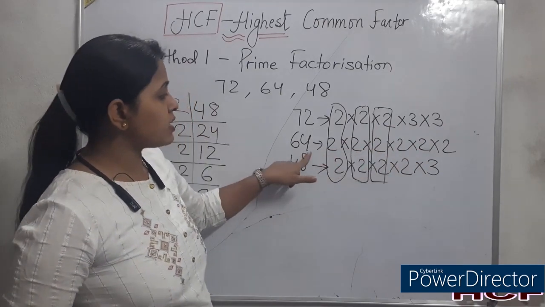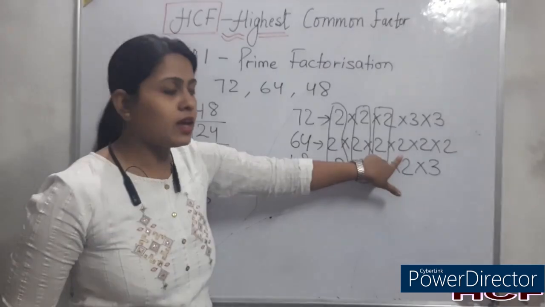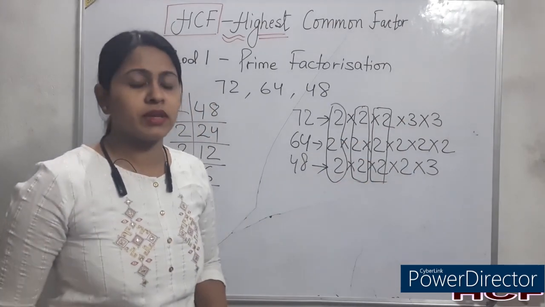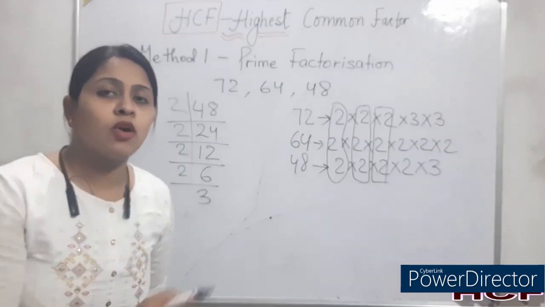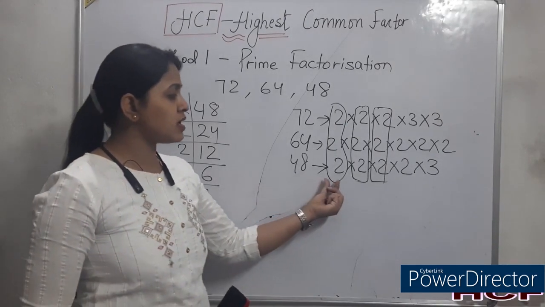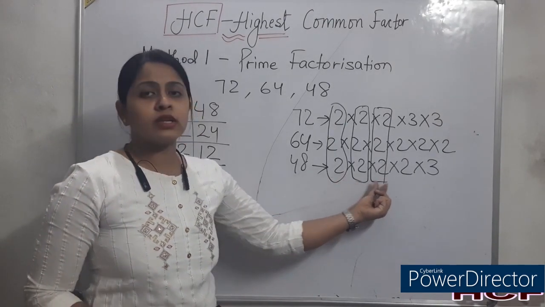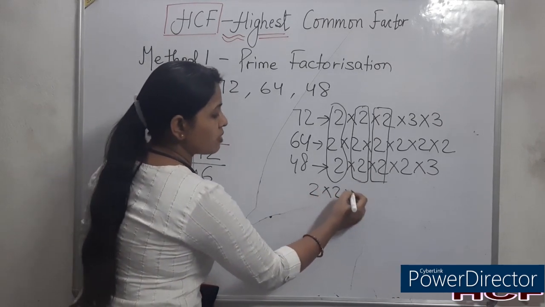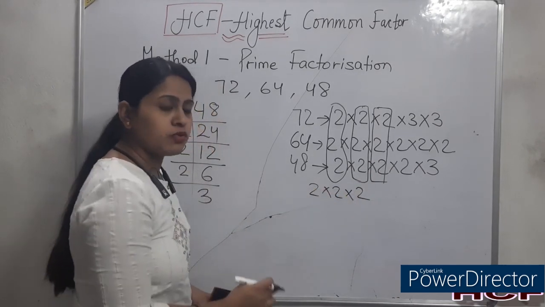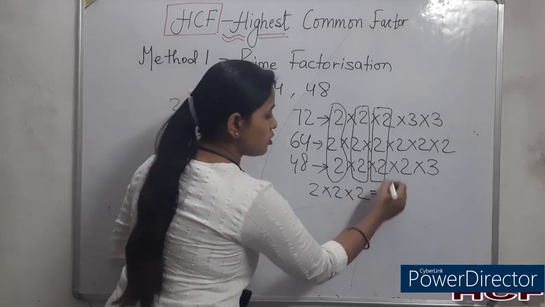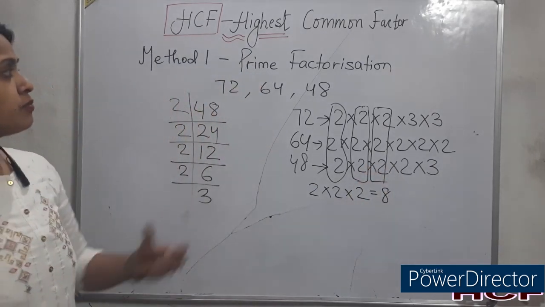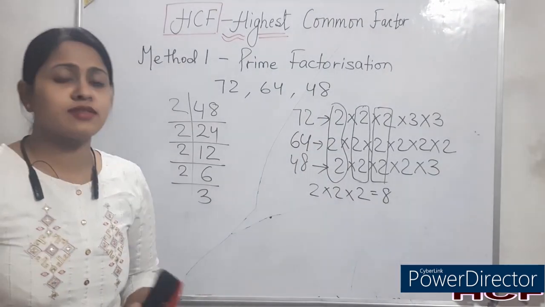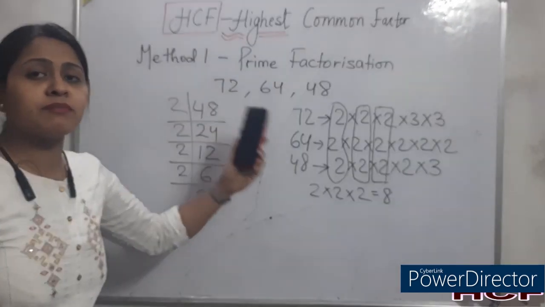But in the second number 64 there is no 3. So we cannot take this 3 and this 3 as common. The number should be common in all the 3 numbers. So what we have seen is that only 2 into 2 into 2 is common. So let's multiply all the common factors. 2 into 2, 4, 4 into 2 equals 8. So HCF of the given numbers is 8. So easy. HCF of the given numbers is 8.